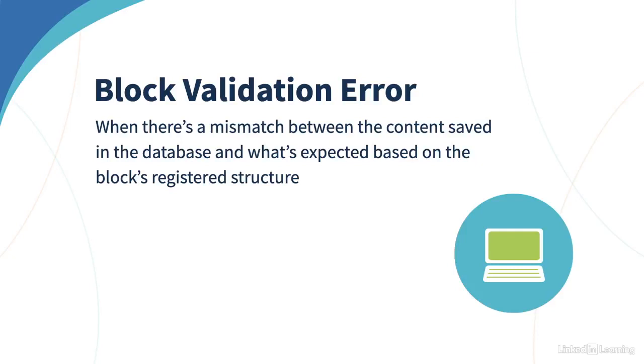First, let's understand what block validation errors are. Block validation errors occur when there's a mismatch between the content saved in the database and what's expected based on the block's registered structure. WordPress checks the validity of your block's data before rendering it, and if something doesn't match, it raises a red flag.